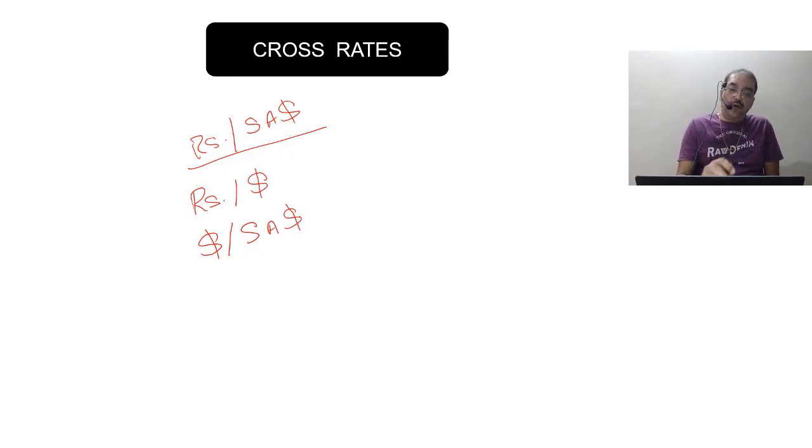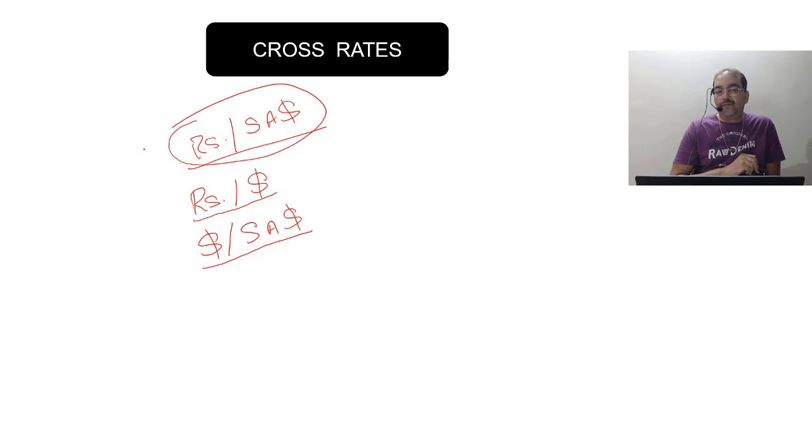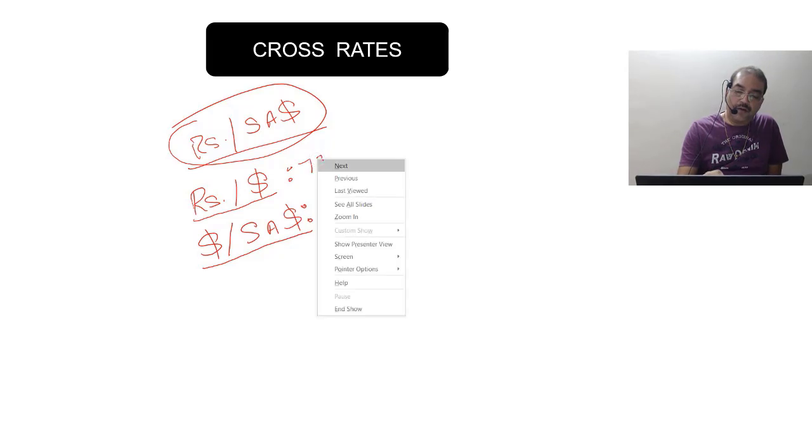Okay. So I have got my Indian currency expressed in dollars, and I have got South African currency also expressed in dollars. But I want to convert rupees to South African dollar. So here I'm given rupees to dollar, and dollar to South African dollar. Let us say rupees to dollar is given. I'm taking round figures.